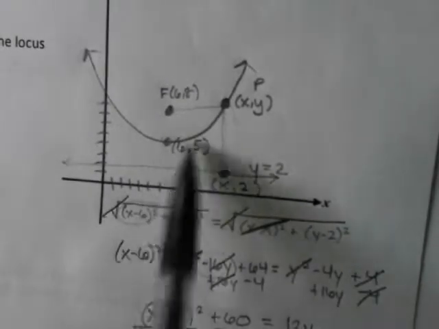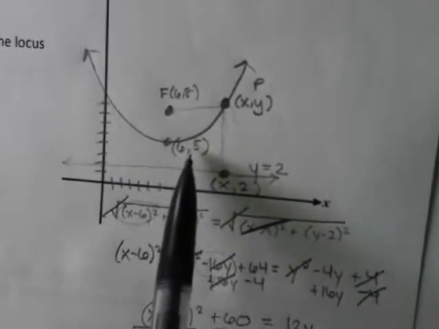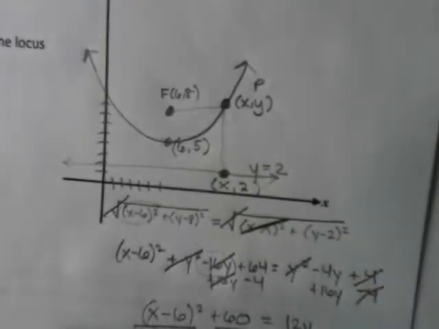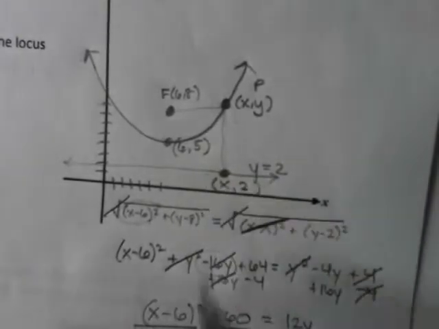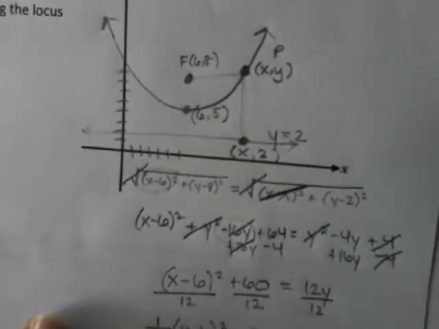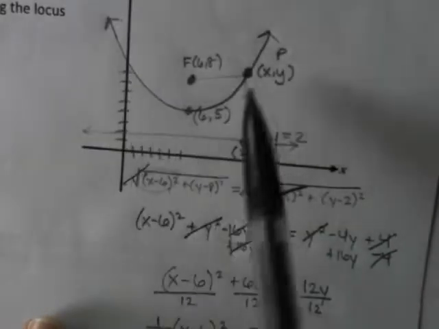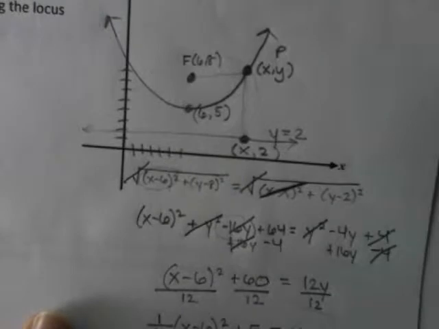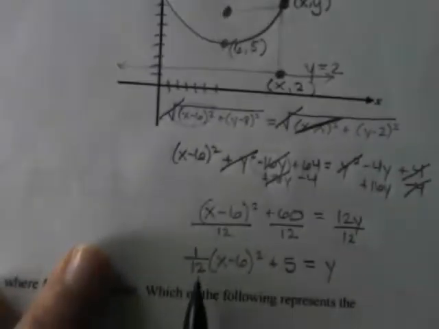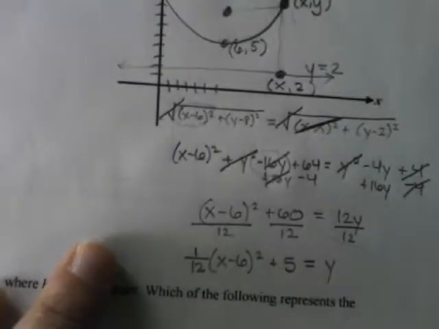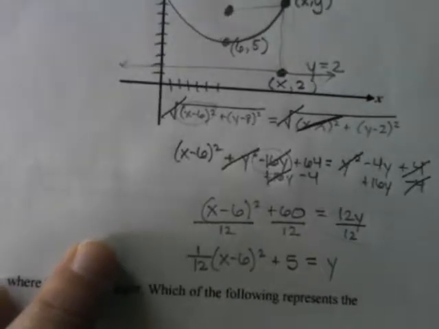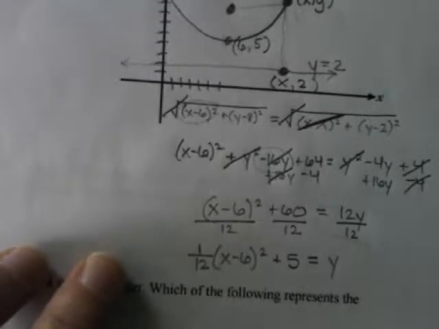Now, we didn't have to come up with the vertex up here as 6, 5, but you should be able to pretty easily, so it gives you a good check to be like, all right, I've got this right. Also, because this opened up, you should expect your a value to be positive. And sure enough, we have a positive a value. It's small, but it's positive. Positive a values open up, negative a values open down.